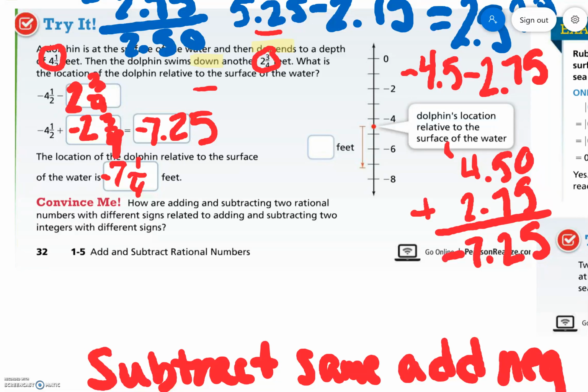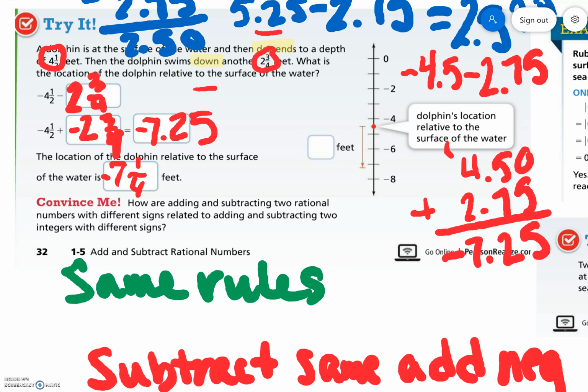How are adding and subtracting two rational numbers with different signs related to adding and subtracting two integers with different signs? Well, a positive integer plus a positive integer is going to give you a positive sum. A negative integer plus a negative integer is going to give you a negative sum. And when you add a positive and a negative, it depends on which number is bigger. For rational numbers, they have the same rules. Just like we just saw in the try it, two negative rational numbers gave us a negative answer. In the example above, we had a negative and a positive, and it just depended on which one was bigger.